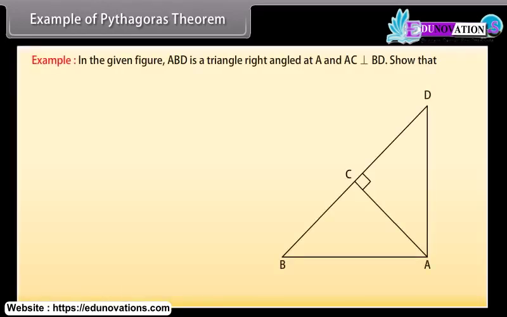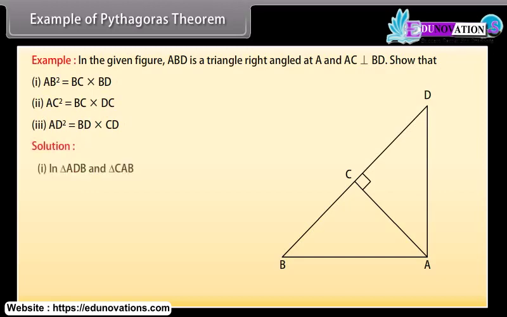In the given figure, ABD is a triangle right angled at A and AC is perpendicular to BD. Show that 1. AB square is equal to BC into BD. 2. AC square is equal to BC into DC. 3. AD square is equal to BD into CD.